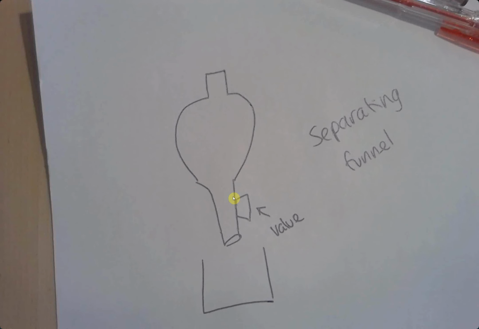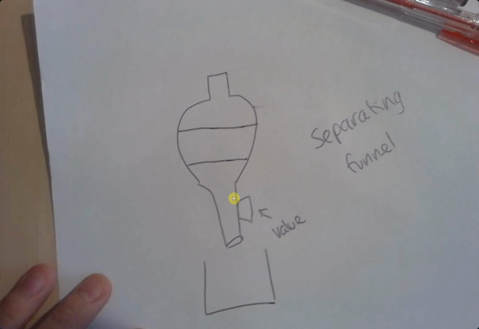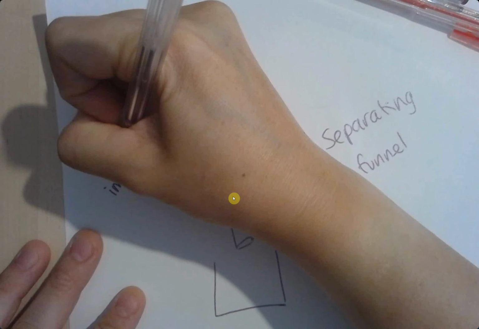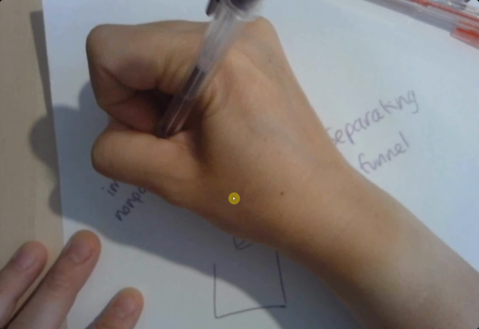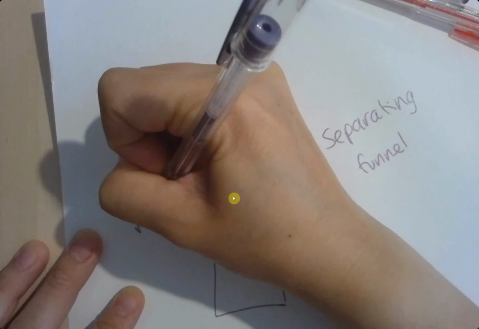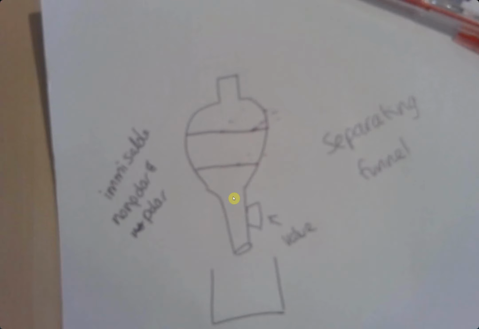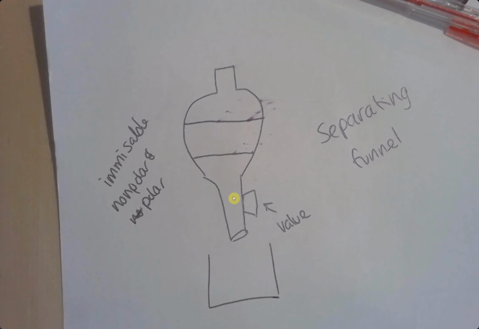So what happens in this is that you have two liquids that are mixed together, and the important key thing about these two liquids is that they're immiscible. So basically you have one that's polar and one that's non-polar, like oil and water, they don't mix together. Now, obviously, I want to separate those two things apart.